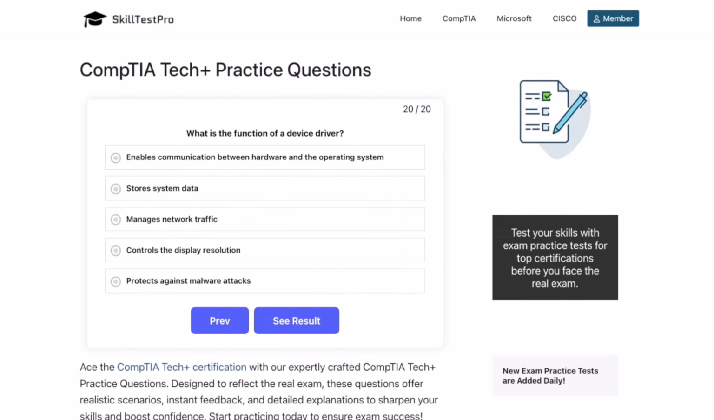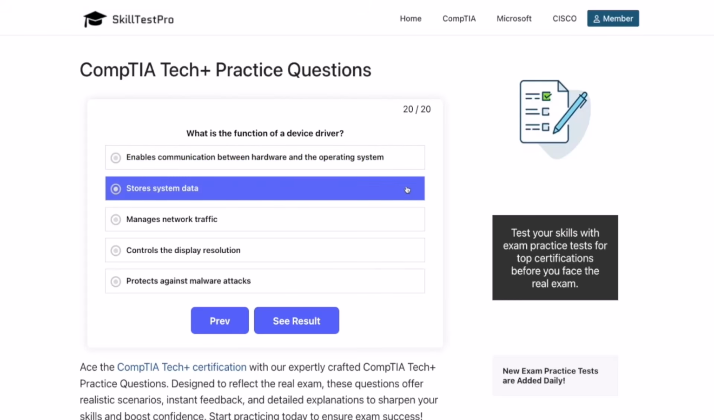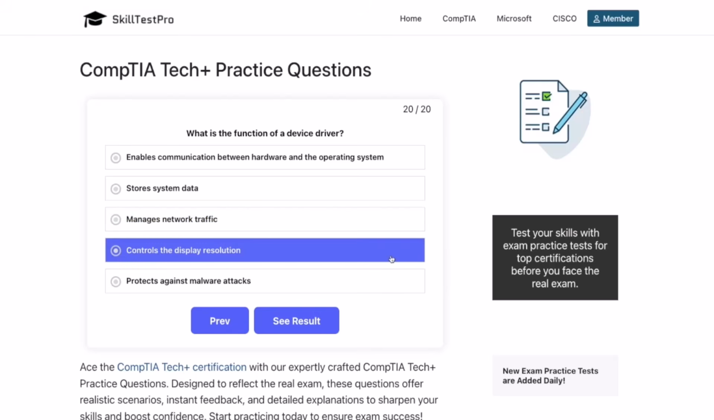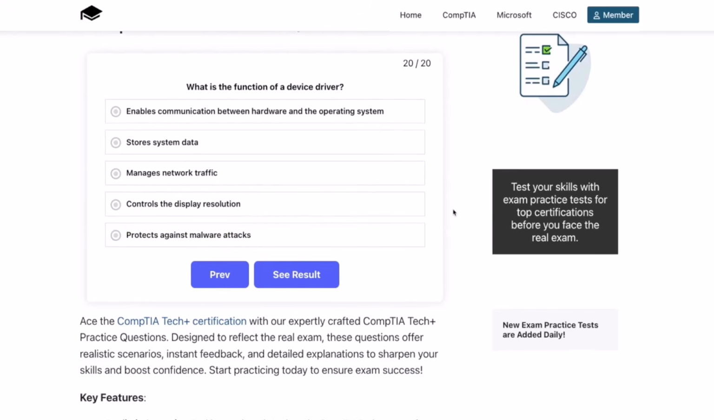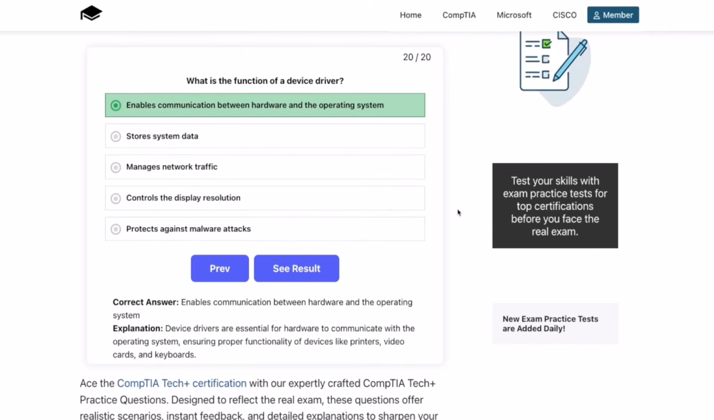And finally, one more, question 20. What is the function of a device driver? Enables communication between hardware and the operating system, stores system data, manages network traffic, controls the display resolution, or protects against malware attacks. Correct answer is enables communication between hardware and the operating system. Device drivers are essential for hardware to communicate with the operating system, ensuring proper functionality of devices like printers, video cards, and keyboards.